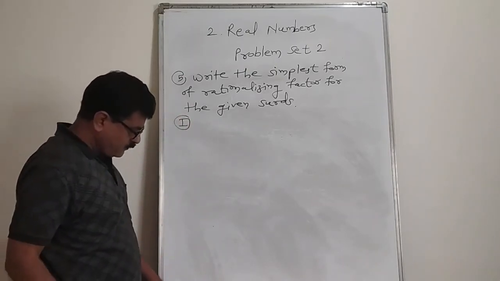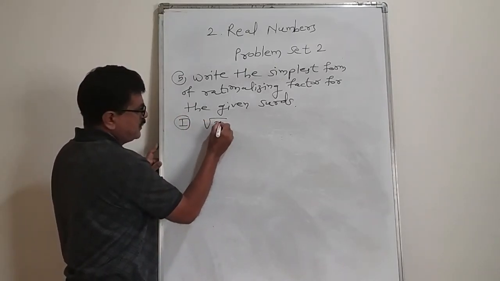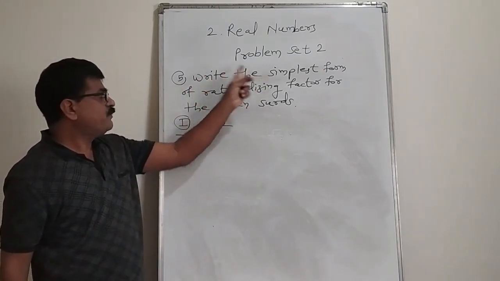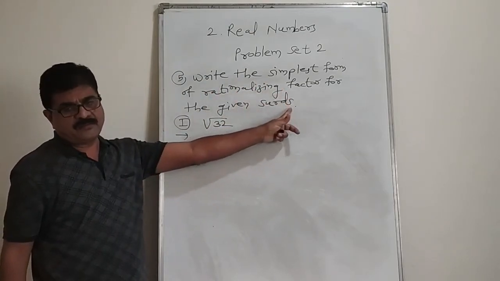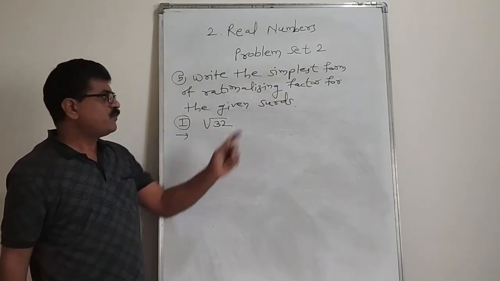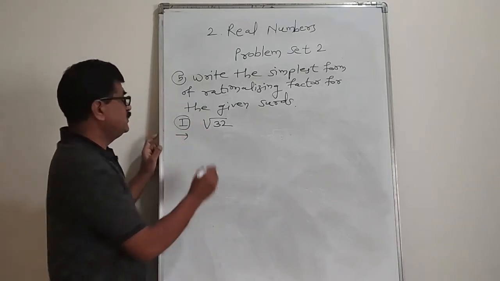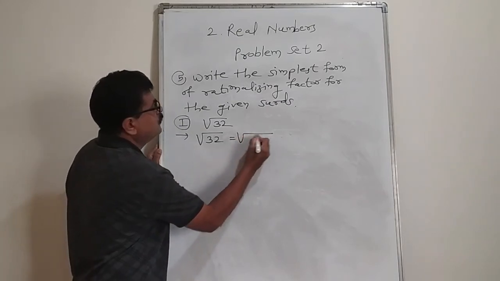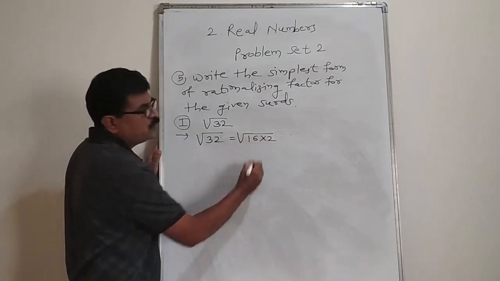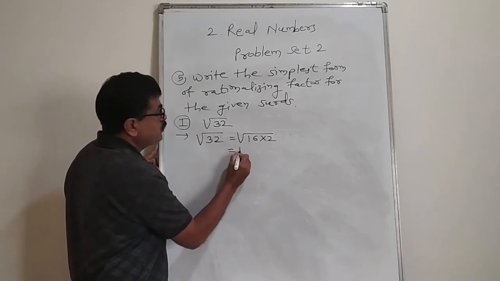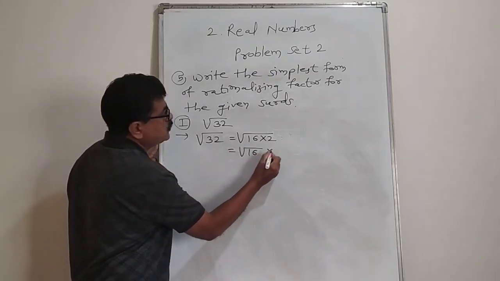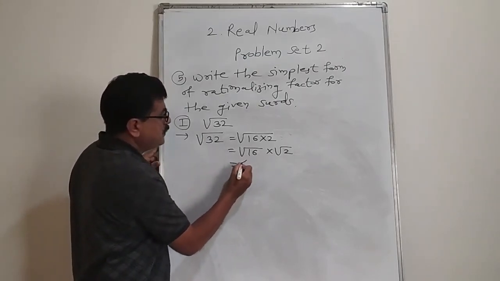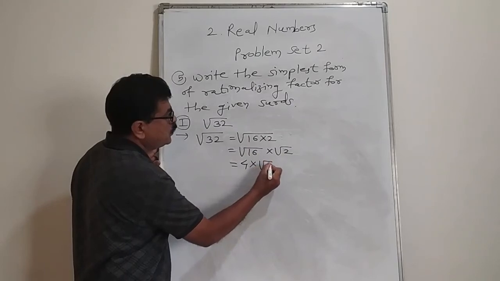Now first example, square root 32. Now we have to write the simplest form of rationalizing factor for the given surd. Now square root 32 is written as square root of 16 into 2, is equal to square root 16 into square root of 2. Now what is square root of 16? 4 into square root 2.